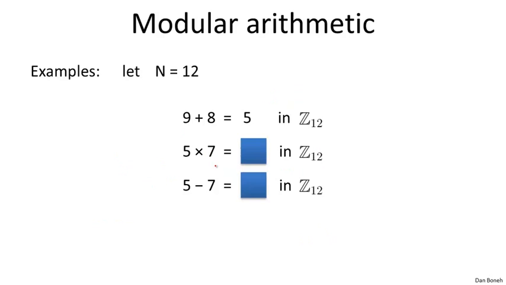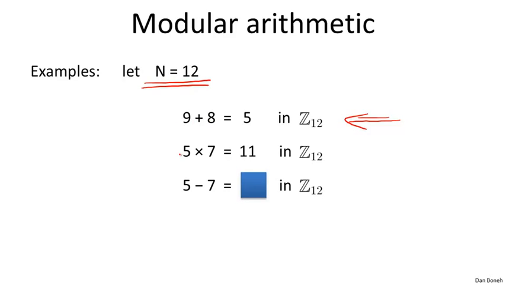So I want to make sure everybody is comfortable with modular arithmetic. And so let's just look at the number, say, n equals 12. And let's just see some basic facts about modular arithmetic. So I'm going to say that 9 plus 8 is 17. 17 is 5 modulo 12. So I'm going to write that 9 plus 8 is equal to 5 in Z12. Now, can someone tell me how much is 5 times 7 in Z12? In other words, how much is 5 times 7 modulo 12?